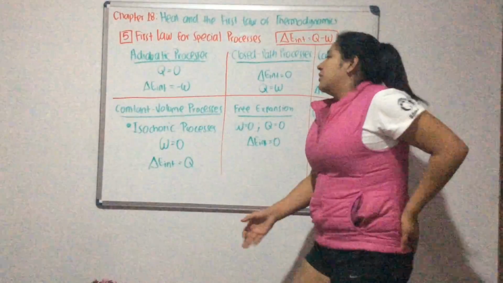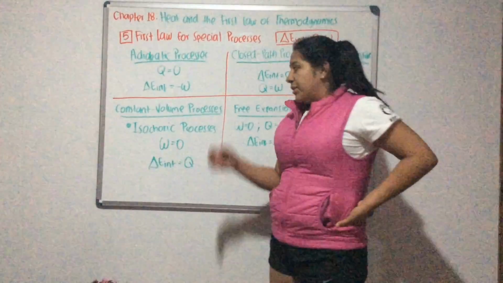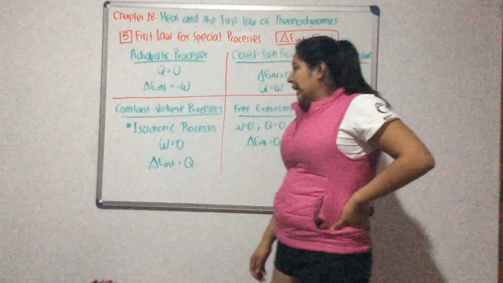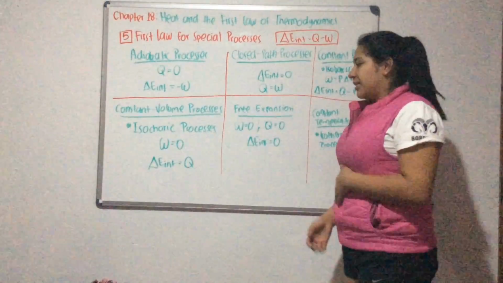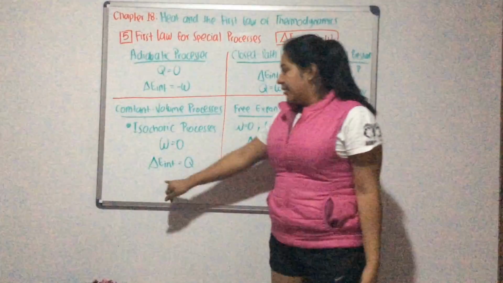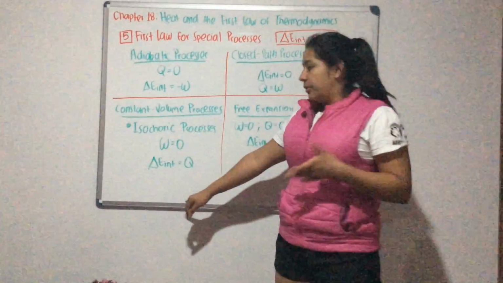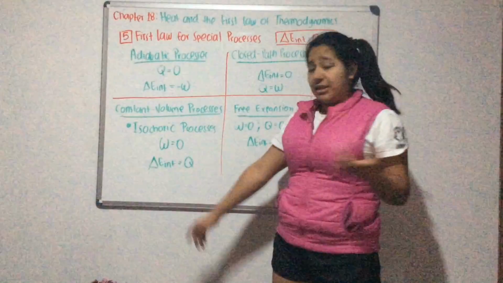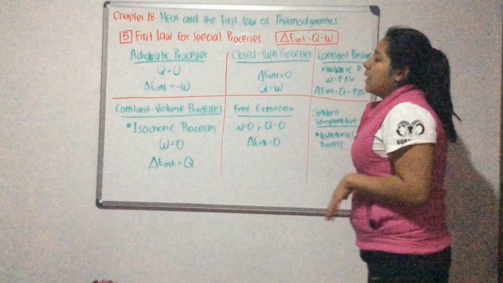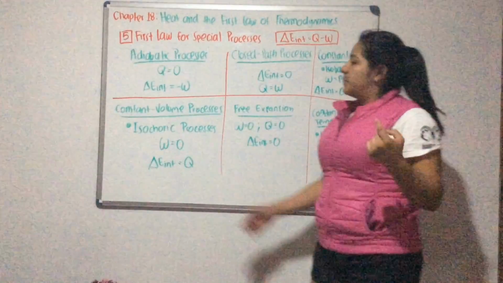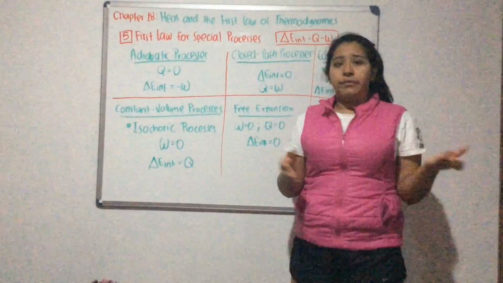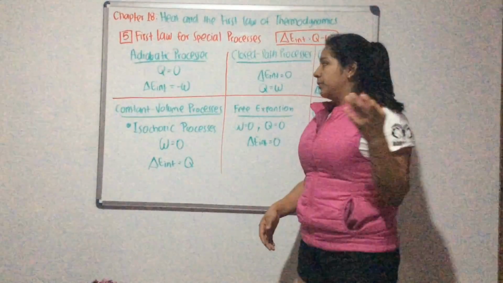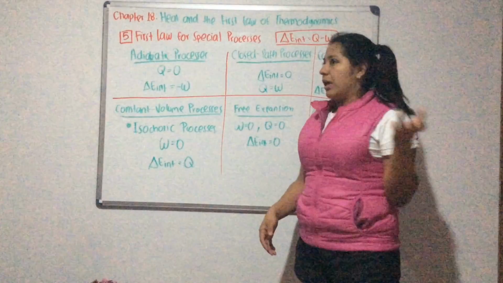So now, a constant volume process can also be called an isochoric process. And in these kinds of processes, there is no work done by the system, and therefore the change in internal energy of the system is going to be equal to the heat absorbed by the system. An example of this process is cooking food in a pressure cooker.